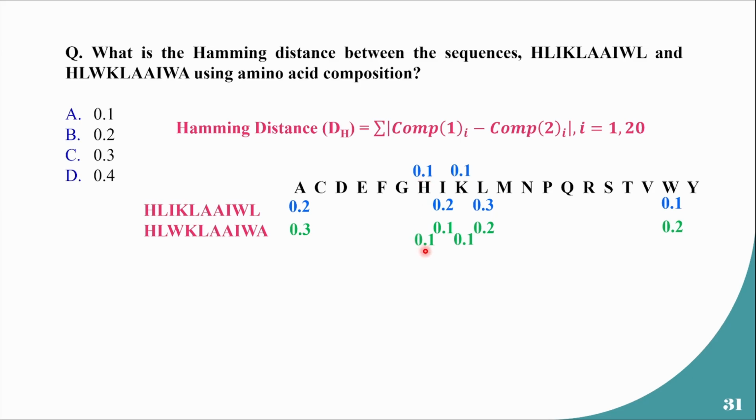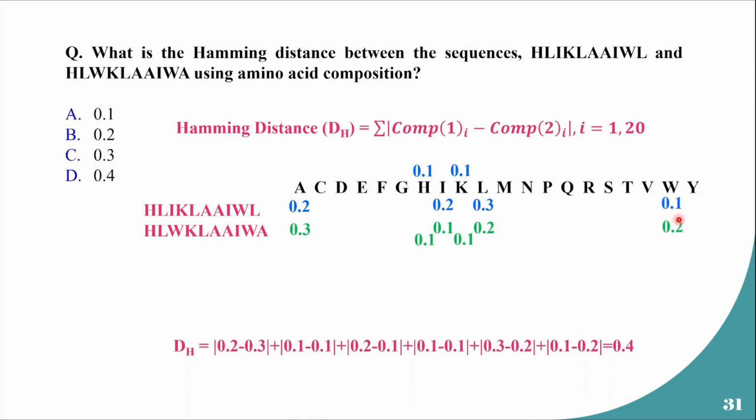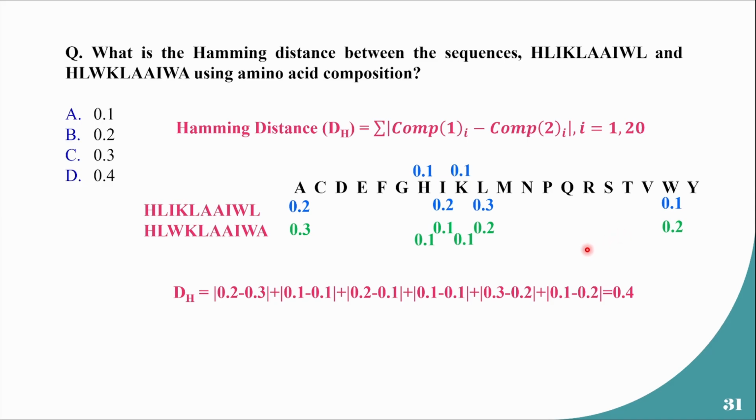Then for histidine, it is the same. For isoleucine, again you are getting a 0.1 difference. Lysine same, leucine 0.1 again. For tryptophan again, it is 0.1. So if you sum all of that up, ultimately you are getting four 0.1s from here, and then you get the total value of the Hamming distance as 0.4, right?